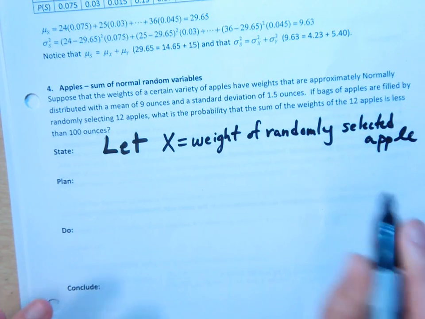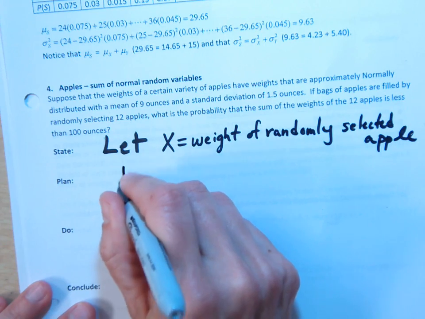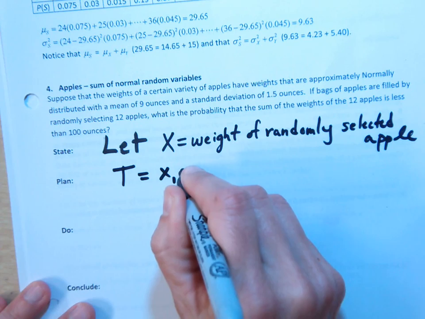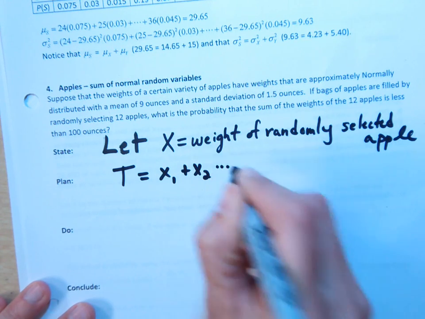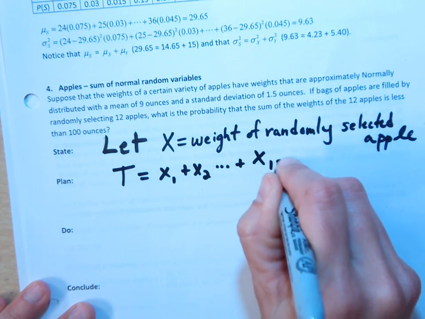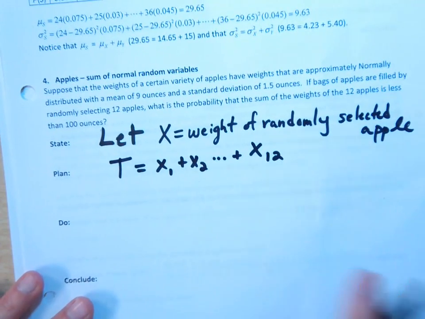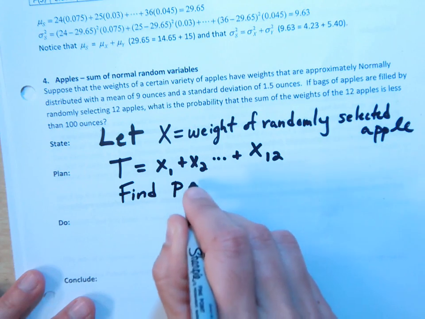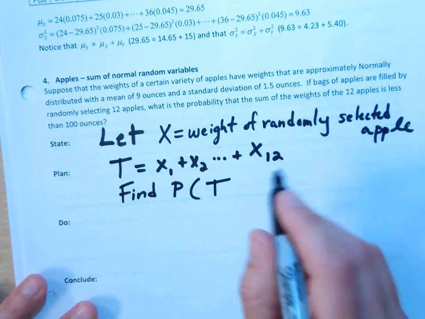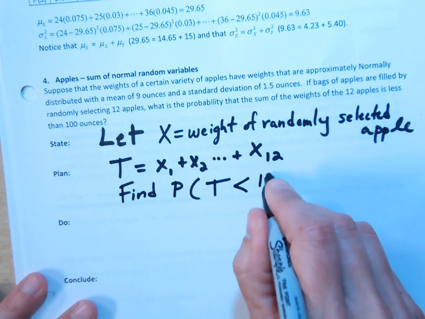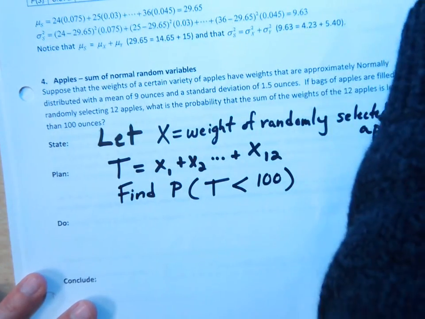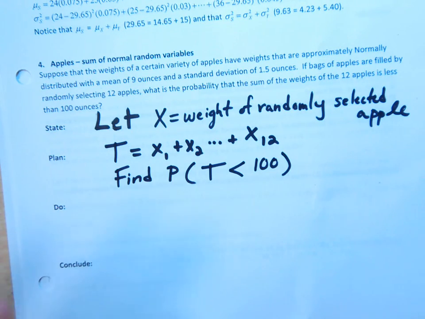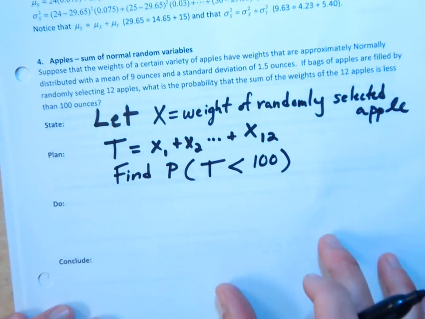And then we'll have a new random variable that's the total, where we add up each of the apple weights, X sub 1, X sub 2, all the way to X sub 12. So our goal then is to find the probability that the total weight after adding those 12 apples is less than 100 ounces.